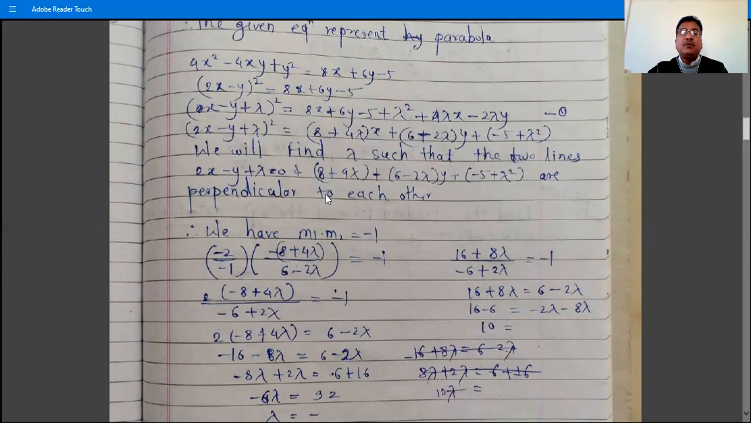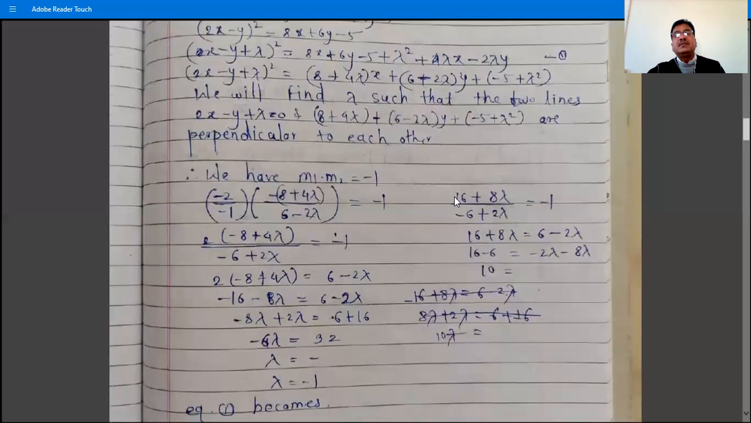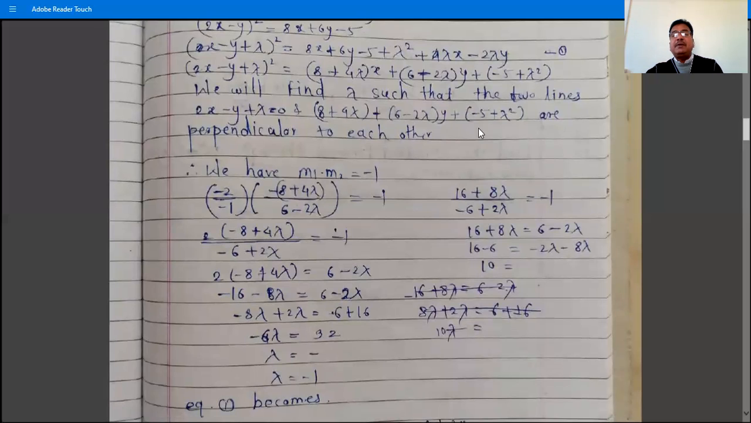So these are the equations of lines. What is the general form of the equation of a line? ax + by + c = 0. This is also in that form, with (8 + 4λ) as the coefficient of x. So these are the two equations of lines, and we will find lambda such that these two lines are perpendicular to each other. If these two lines are perpendicular to each other, then what do we have?